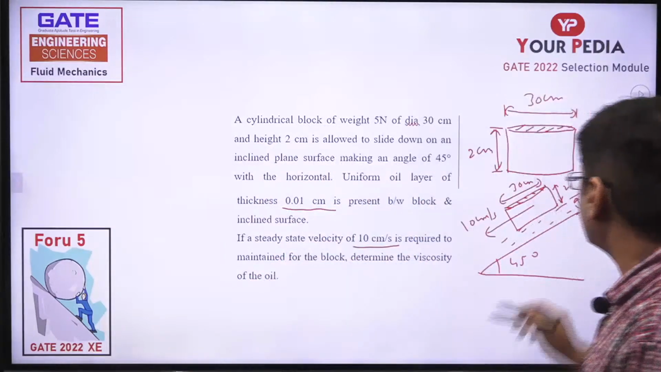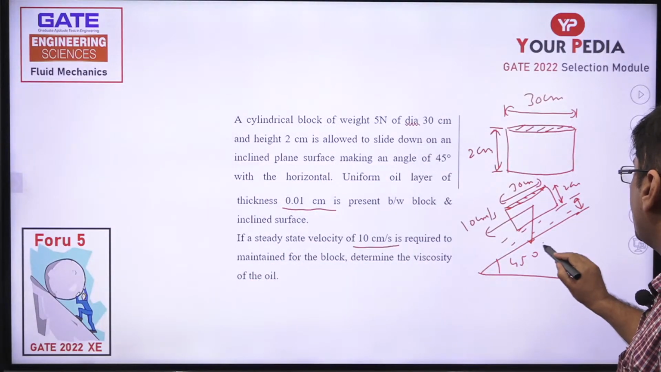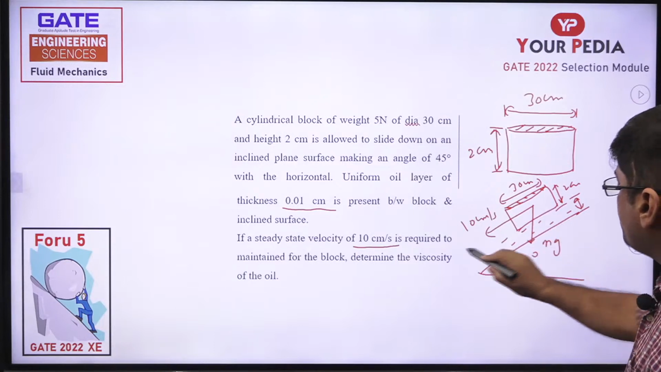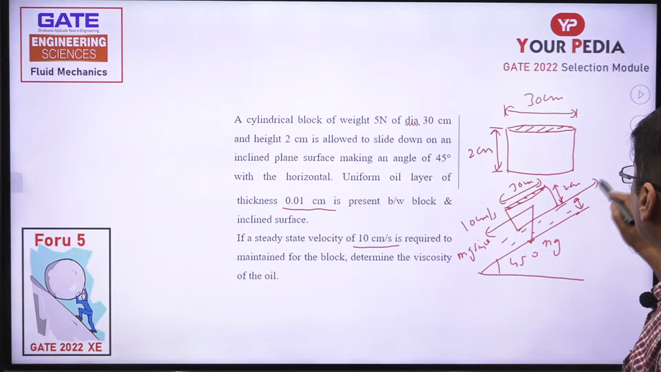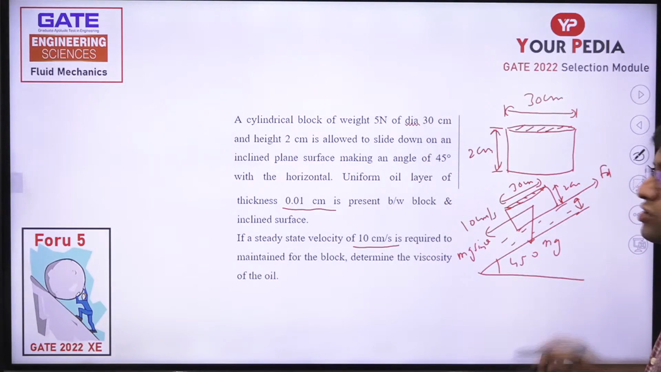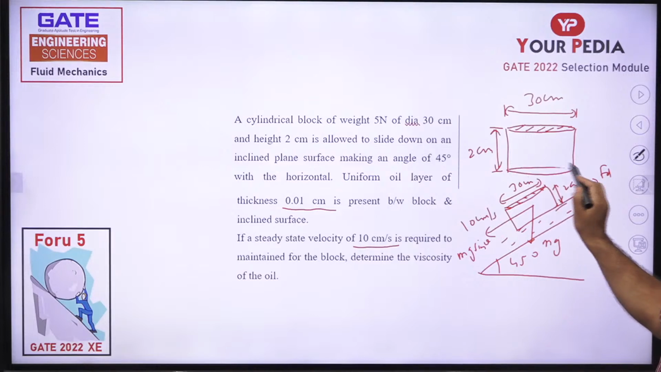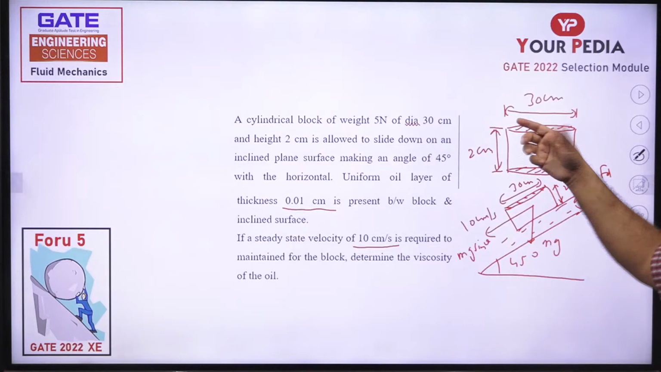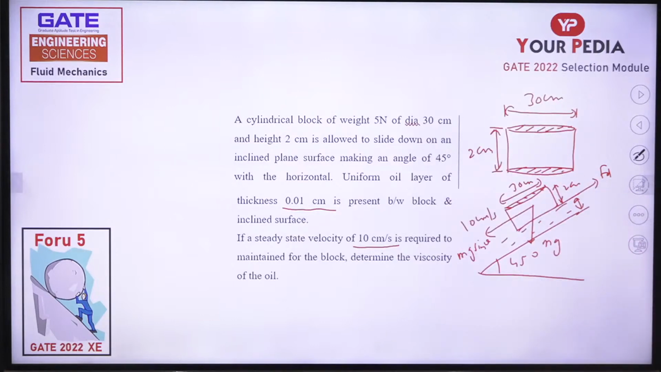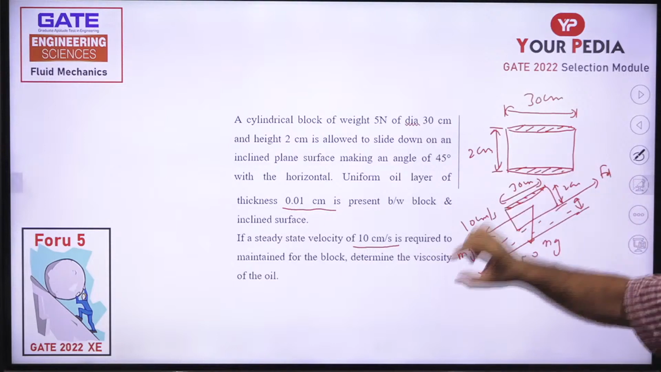If you talk about its weight, it has two components. Let's say this is mg. So this particular component is mg sine theta, and the drag force is acting upward, and drag force is nothing but drag stress into contact area, and the contact area is nothing but the area of this particular section. Do you know the area of this cross section? Yes, if I know the diameter, this is pi d square by 4. This area is known. You know what tau is? Yes, tau is mu into du by dy.